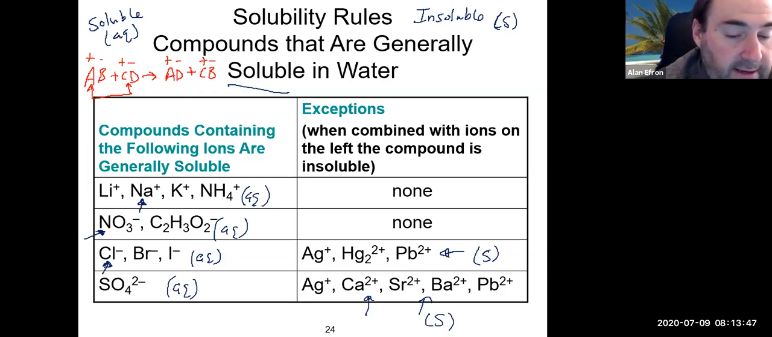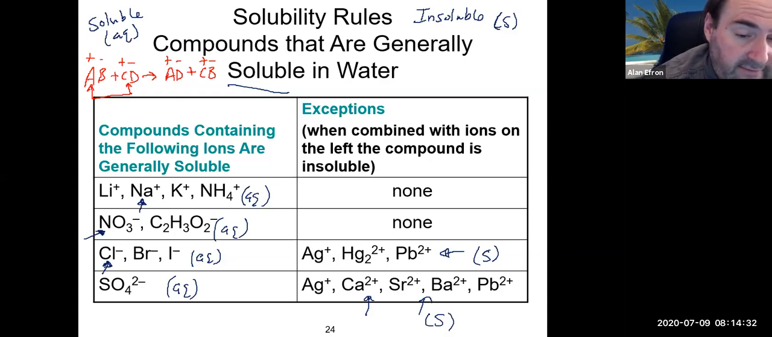Now we have chloride, bromide, and iodide. They also are typically soluble in everything, but there are three exceptions. The three exceptions are silver, mercury(I), and lead. An exception means that you do the opposite. So normally chloride, bromide, and iodide are soluble, so normally they get the AQ symbol. But if you have silver, mercury(I), or lead(II) in a formula with one of those, they go from being soluble to insoluble. Like silver chloride, I think, was an example we saw yesterday. That is chloride, which is normally soluble, but because it is hooked up with silver, it becomes insoluble.